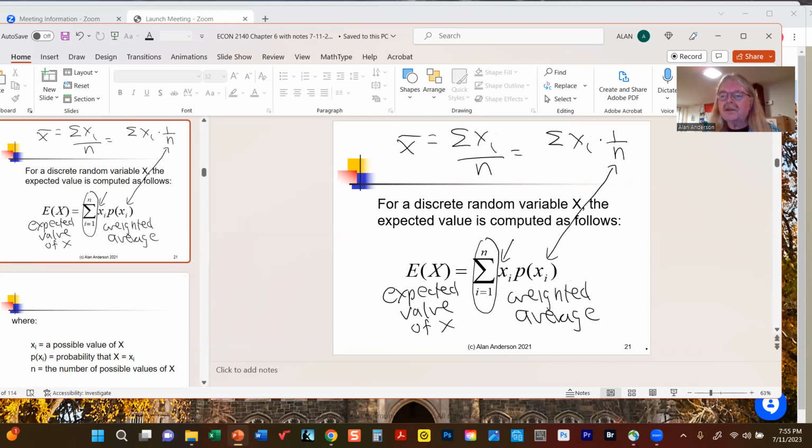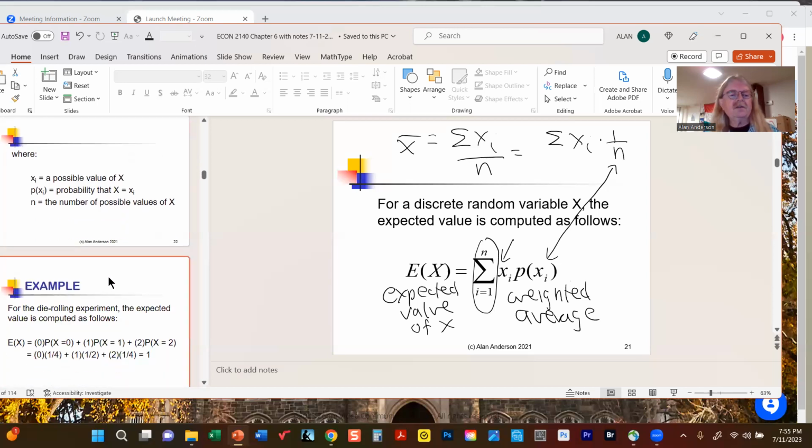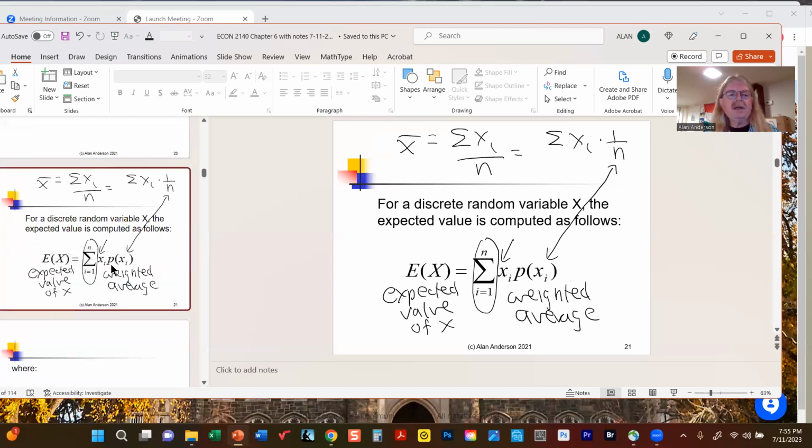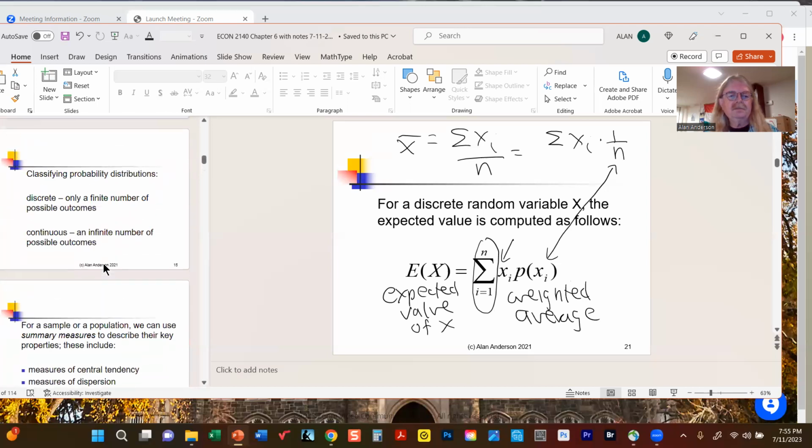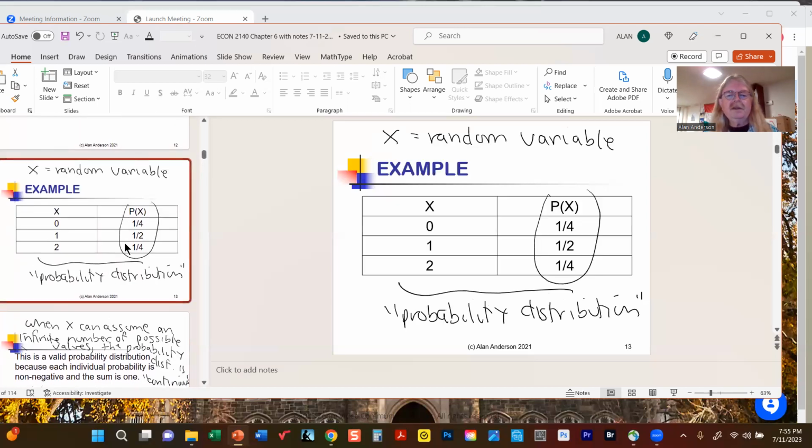Where the probabilities are the weights. Okay, so this actually is a weighted average where the probabilities are the weights. All right, anyway, so let's look at that experiment again. Now, let's go back to our table. And these are the values we have.